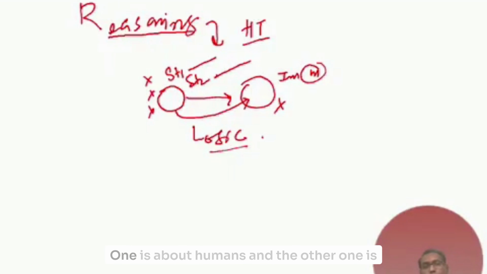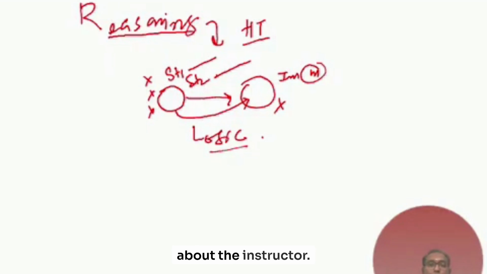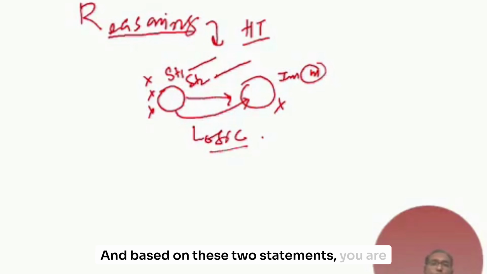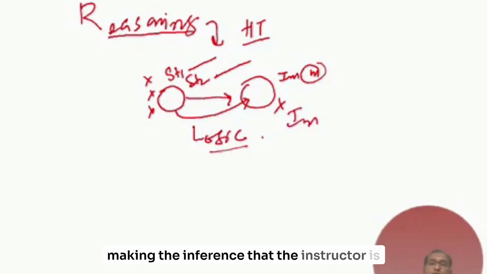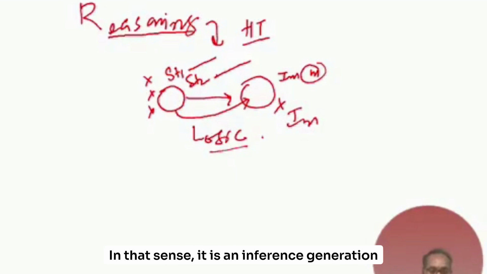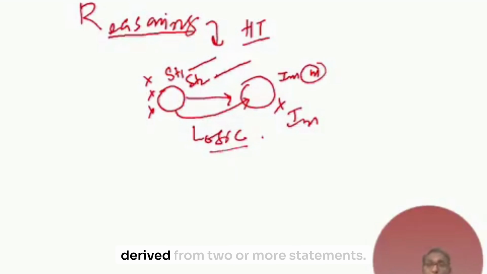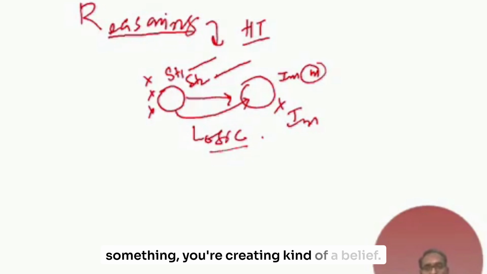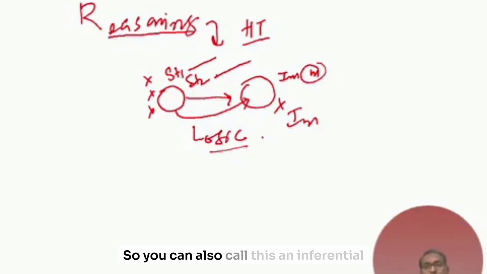So you have two statements. One is about humans and the other one is about the instructor. And based on these two statements, you are making the inference that the instructor is mortal. And none of these two statements carry that information. So generating this new information is a reasoning process. In that sense, it is an inference generation derived from two or more statements. Now, that is one way of looking at it, right? And in that sense, when you're inferring something, you're creating kind of a belief. So you can also call this inferential belief. And it's important for us to understand because we'll talk about fallacies and we'll refer back to this belief thing.